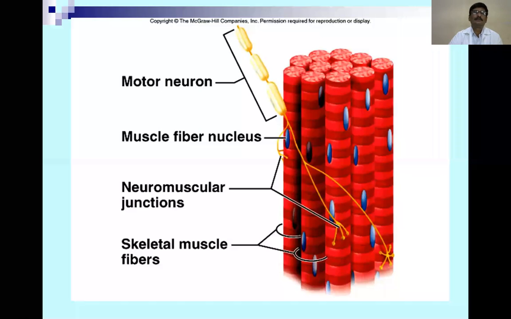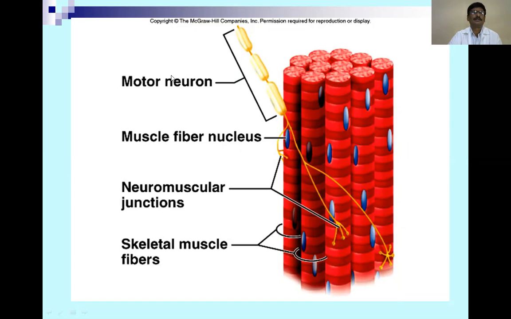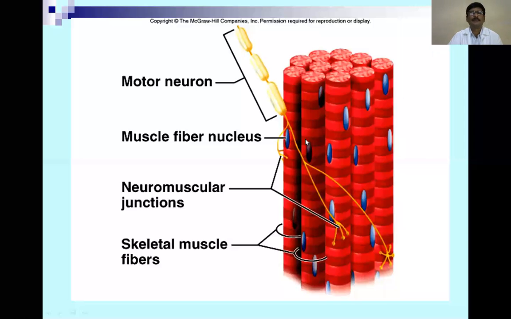You can see again, these are myelinated fibers. They lose their myelination and give branches. Each individual branch will innervate an individual muscle fiber. So the motor neuron with the muscle fiber. These are the muscle fibers. The nuclei are located in the periphery in skeletal muscle, and these are the neuromuscular junctions. These are the skeletal muscle fibers.